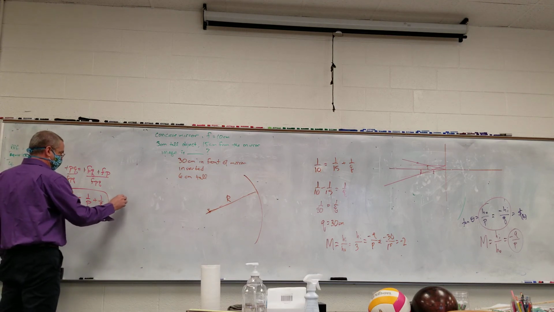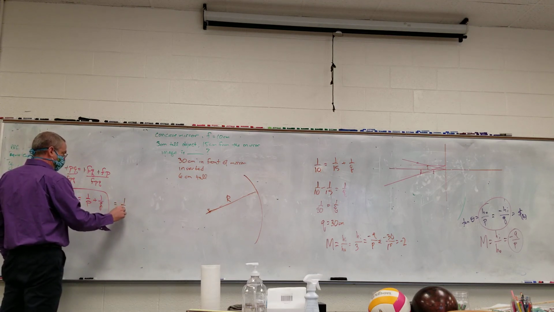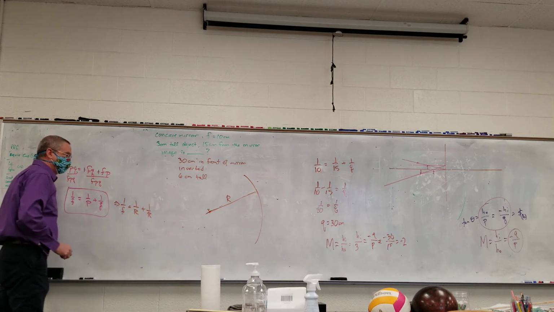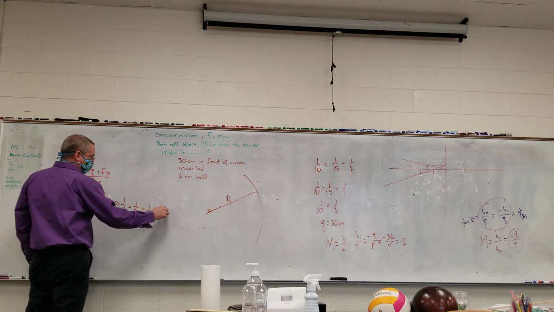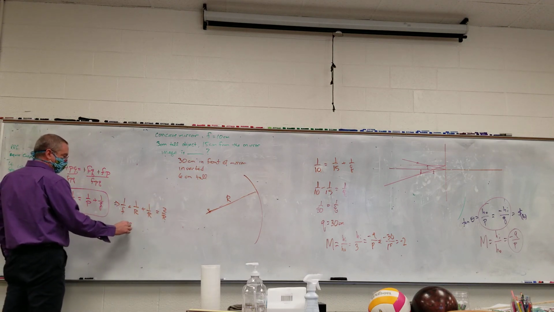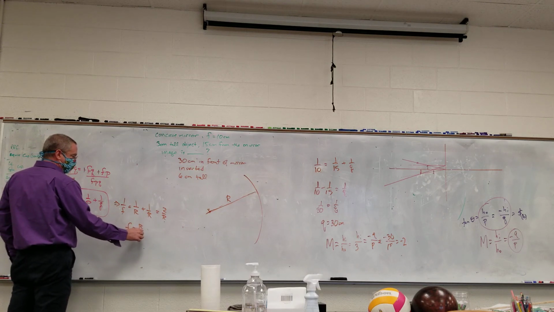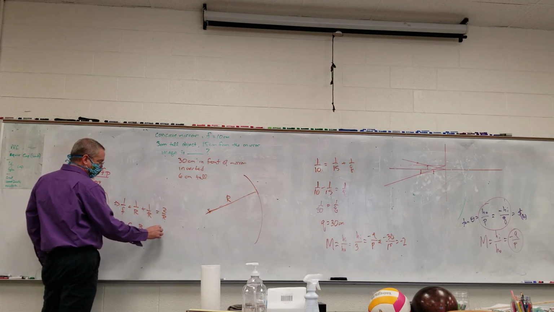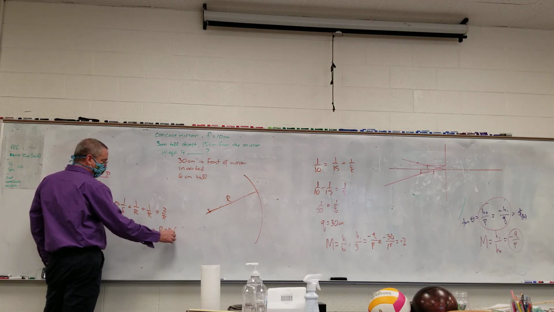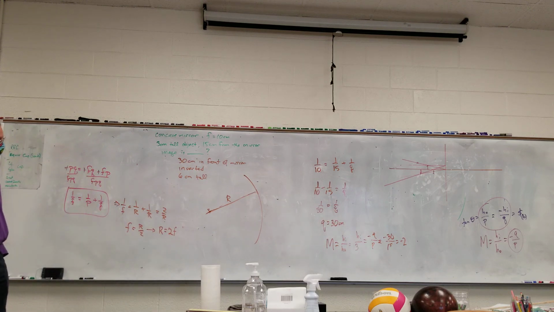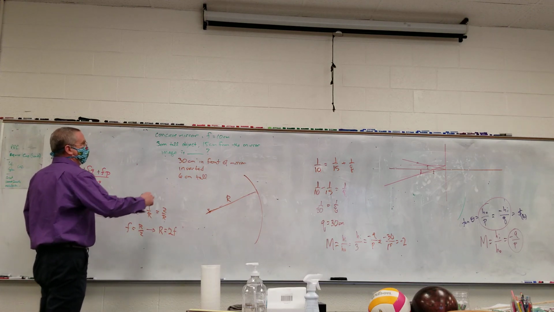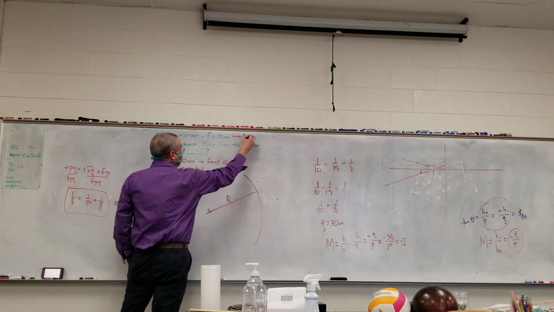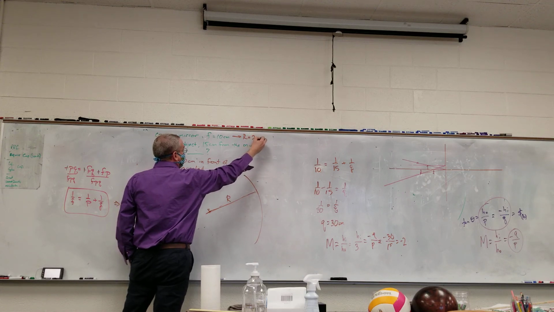So 1 over f in this particular case would be 1 over r plus 1 over r, which is 2 over r. And so my focal length is r over 2. In other words, for a mirror, the radius of curvature is twice the focal length. So I didn't have to give you the focal length, I could have just given you the radius of curvature, but from this, I know the radius of curvature is equal to 20 centimeters.